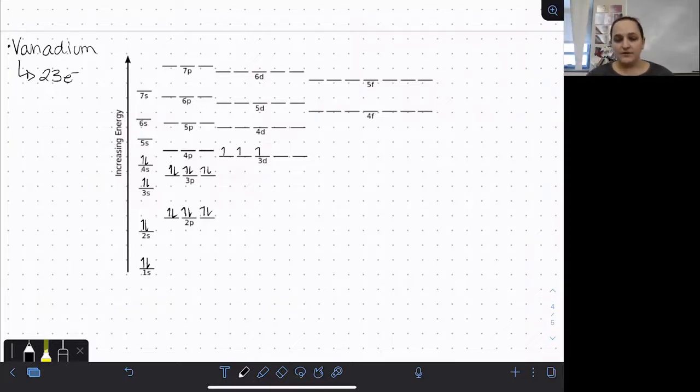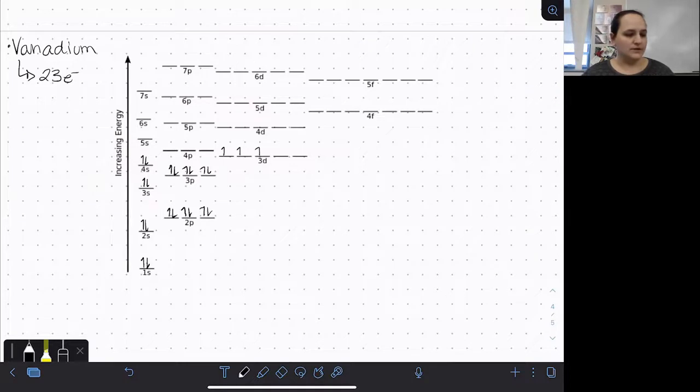So my last 3 electrons go into the 3d subshell, and they're going to be spread out in separate orbitals, all pointing in the same direction. So either all 3 pointing up or all 3 pointing down, as that is part of Hund's rule.